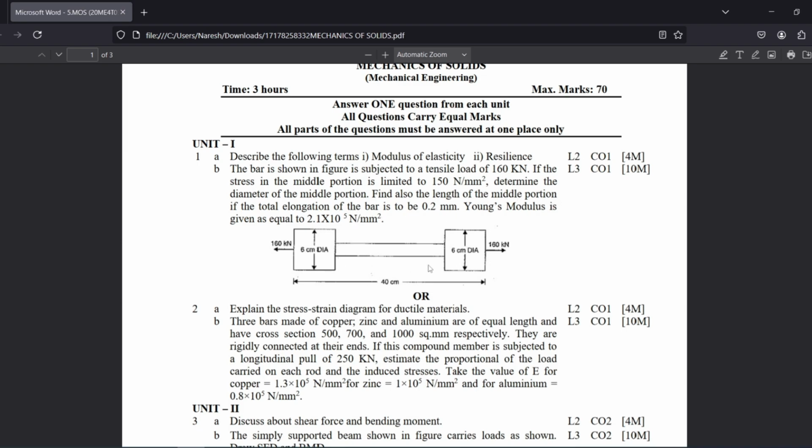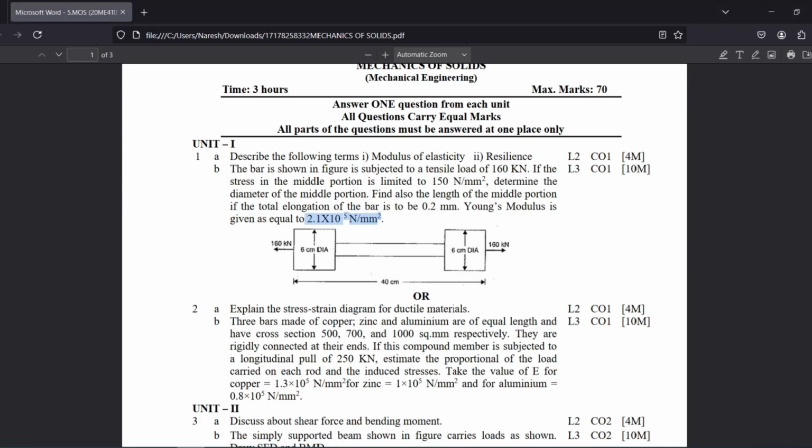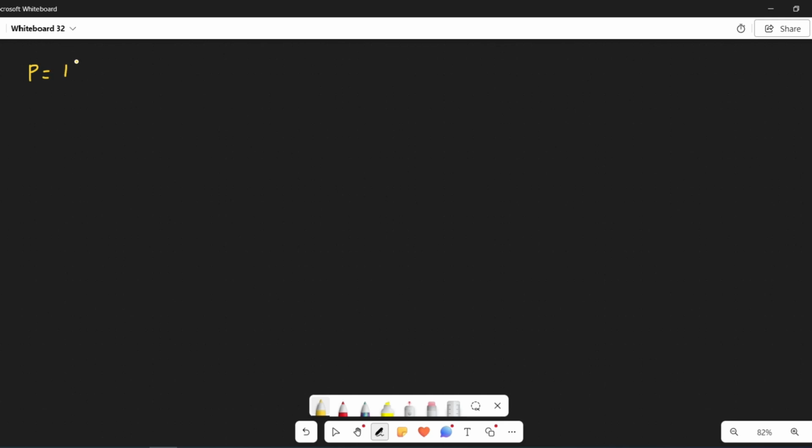We have to identify the length of the middle portion, if the total elongation of the bar is to be 0.2 millimeter. Young's modulus is given as equal to 0.1 into 10 to the 5 per mm square. So first let us note down the given: the tensile load, and E.